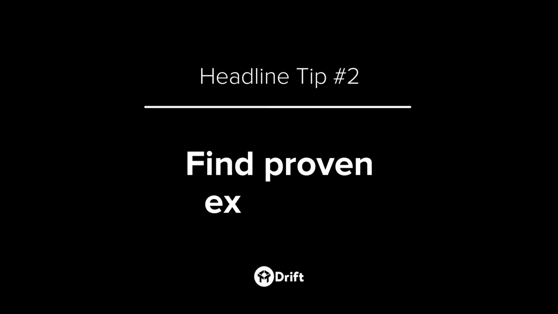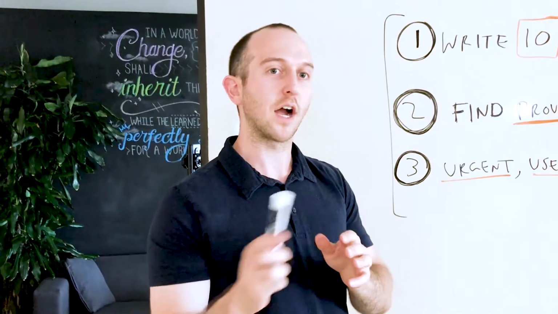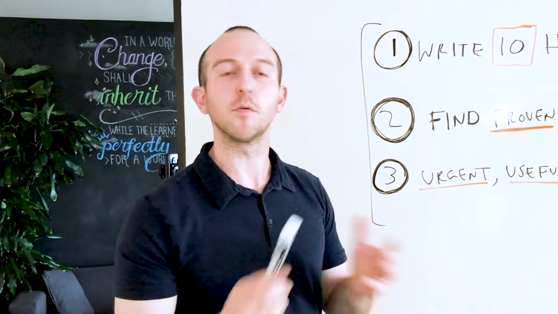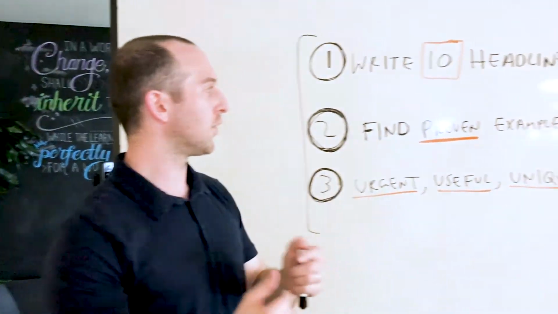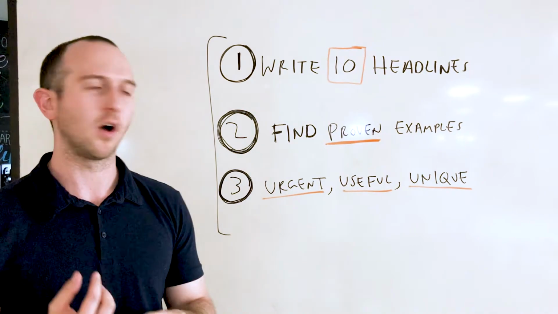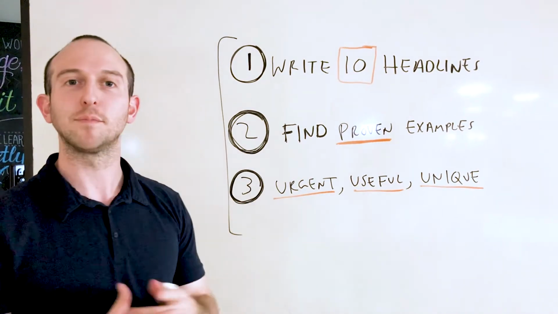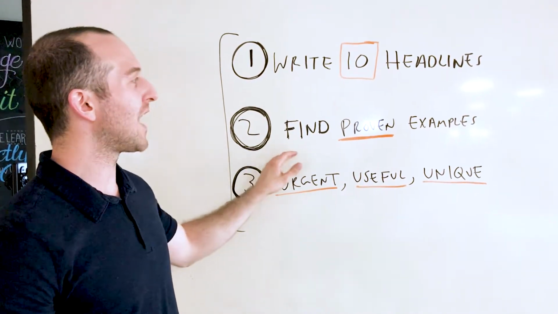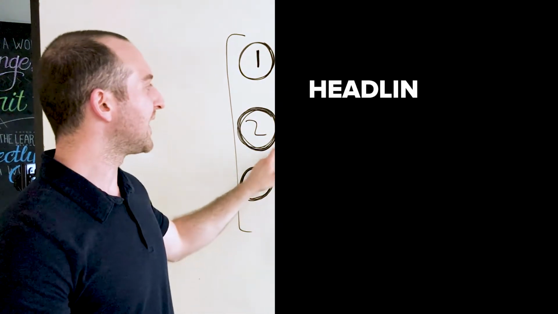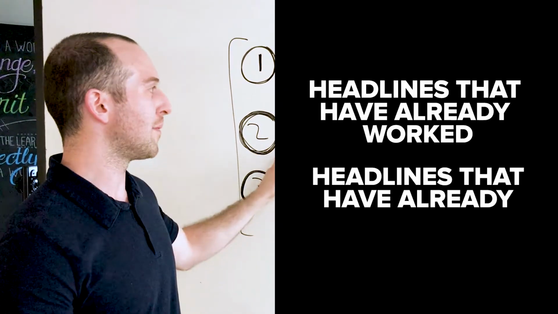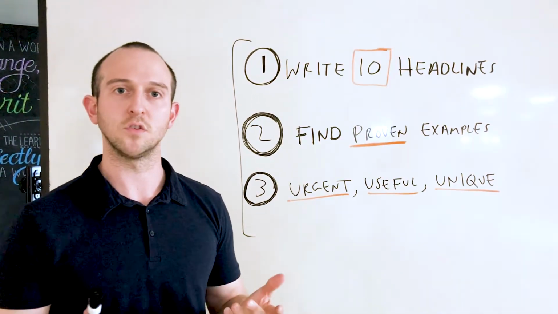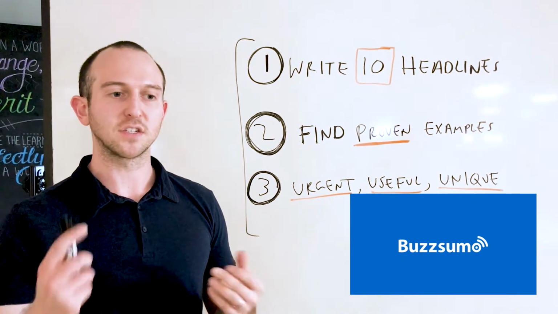Number 2 is to find proven examples. So I think this is something that maybe seems a little controversial, but it's not, because everyone's been doing this for years. This is why all the great copywriters and ad people from back in the day kept a swipe file, right? Go back and find proven examples, and that means things that have already worked or things that have already been popular.